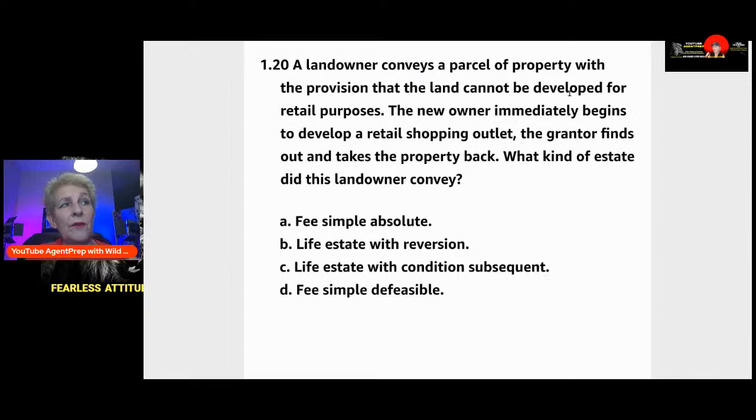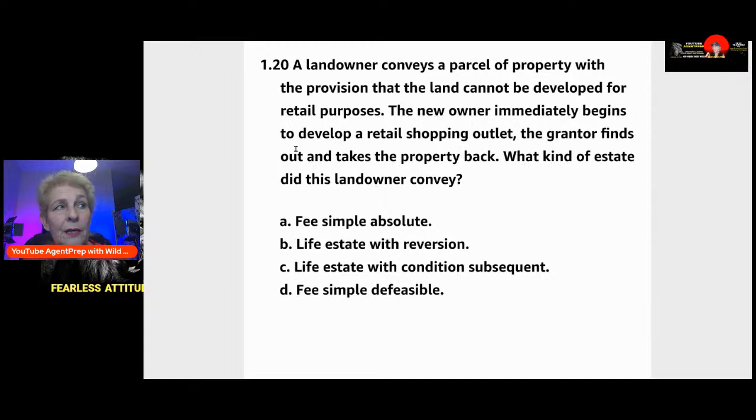The landowner conveys a parcel of property to someone else to use the land, but not use it for retail purposes. They can build a church, a university, a library, something else that is going to be used for the public, or a park. Therefore, they have fee simple. They have all the bundle of rights, with the exception of developing retail property. So it is fee simple, defeasible. It has a strict condition on it that should they violate that, the owner takes it back.